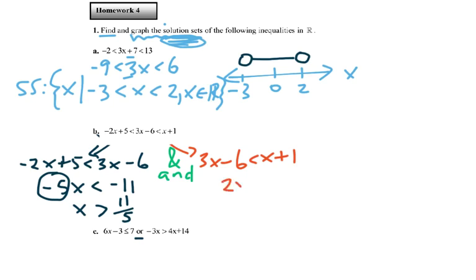So let's continue here for our second inequality. Subtracting x, we'd get 2x. Adding 6, we'd get 7. So x would have to be less than 7 over 2. Notice that dividing by positive 2, we keep the direction of the inequality the same.